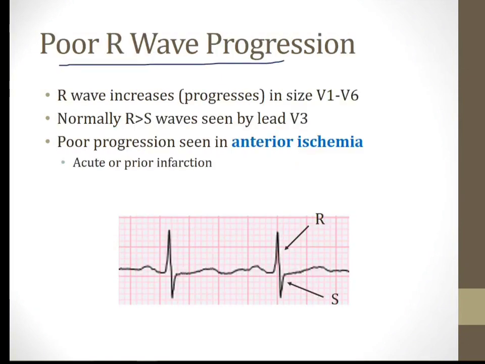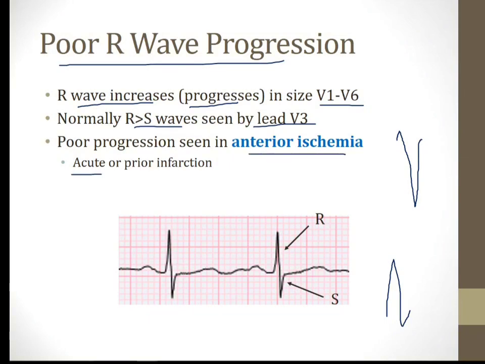Poor R wave progression is another finding that can be seen in coronary ischemia. Normally the R wave progresses in size or amplitude as you go from V1 to V6. Lead V1 typically has a very small R wave and a very deep S wave. By the time you get to V6, you usually have a tall R wave and very little S wave. That's the normal progression. Normally you should see an R wave that's larger than the S wave by lead V3. If you have poor progression, this is a sign of anterior ischemia.